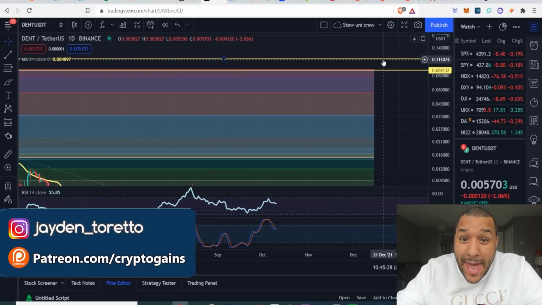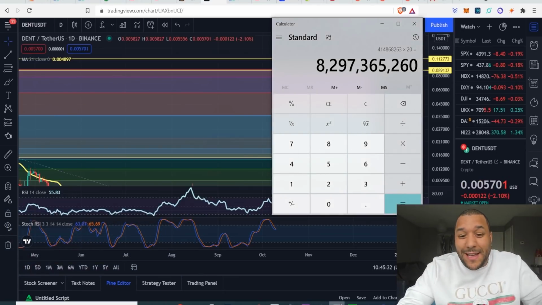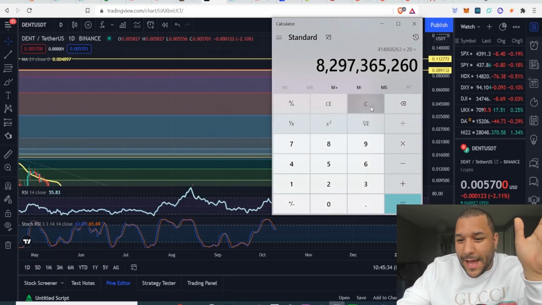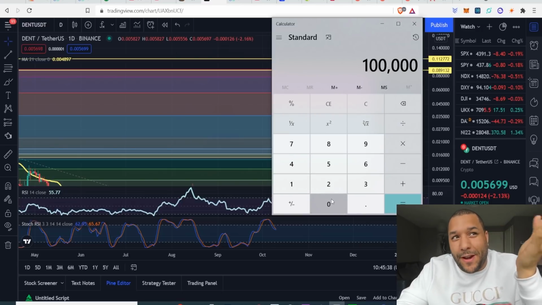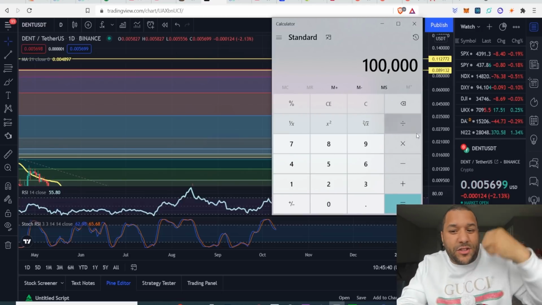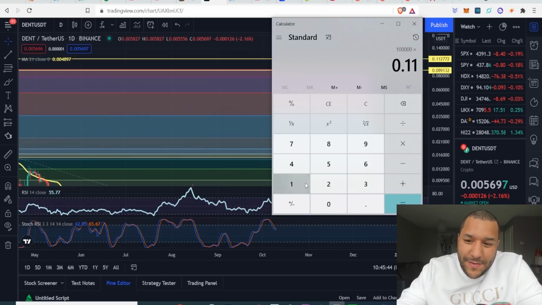If it goes there, please understand this. If it goes there, for some crazy reason, it has a pump, and you've got 100,000 of them that you just bought, by the way, for like $400, $500, $600 at the max, and it goes to 11 cents, and you sell each one at 11 cents.